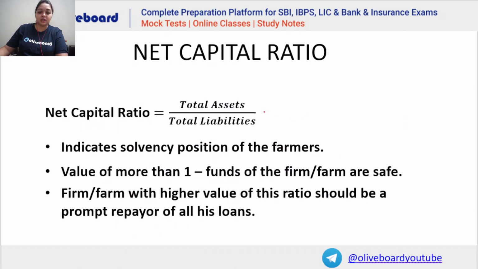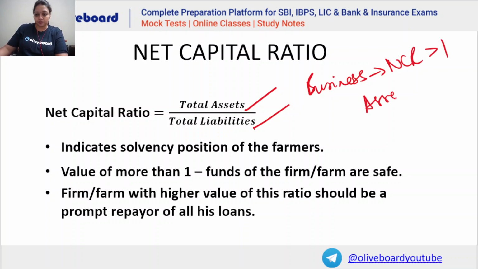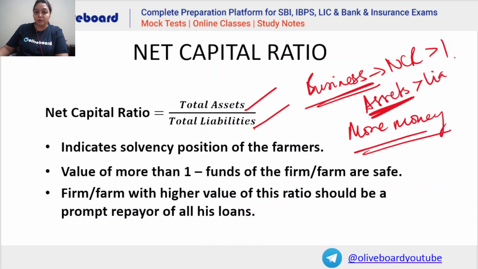Then what is the net capital ratio? Net capital ratio is very important. Total assets by total liabilities, right? It indicates how much money the person has immediately. For example, if I have a business and my NCR is more than 1, that means assets are more than liabilities, and immediately I feel like selling my business. Because I have more assets, I will get more money when I sell, right? Because assets are more, liabilities are less.